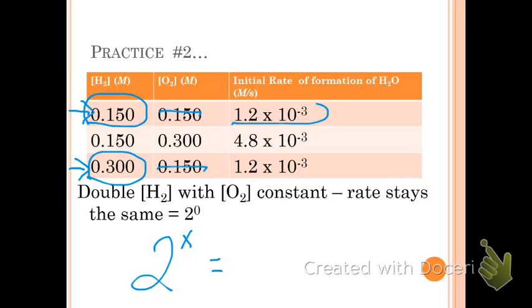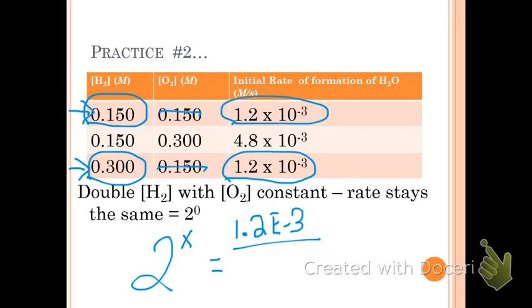And my rate is 1.2 e to the negative 3 in experiment 1 and 1.2 e to the negative 3 in experiment 3. If I just want to check myself, I put in 1.2 e to the negative 3 divided by 1.2 e to the negative 3. That is going to be equal to 1. And so now I know that 2 to the 0 power is going to be equal to 1.